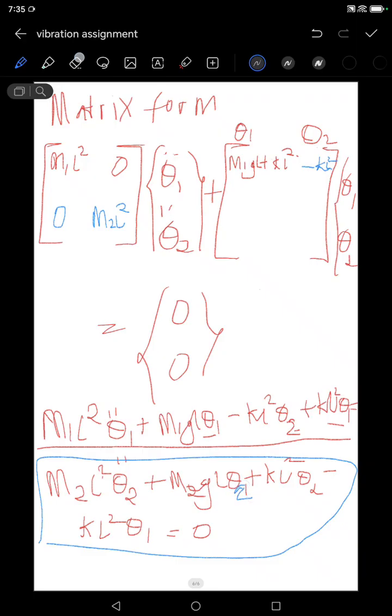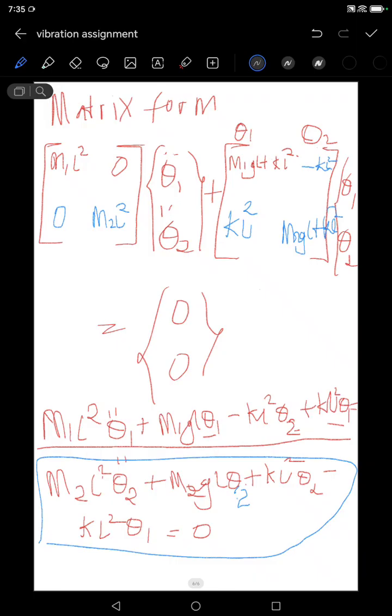Because we're dealing with the second generalized coordinates. So do we have the theta 1 here? Yes, which is KL squared. So we're going to write our KL squared here, and then we check, do we have theta 2? Yes, our theta 2 is m2gl plus KL squared. So we have m2gl plus KL squared. Okay, we have that equals to 0.